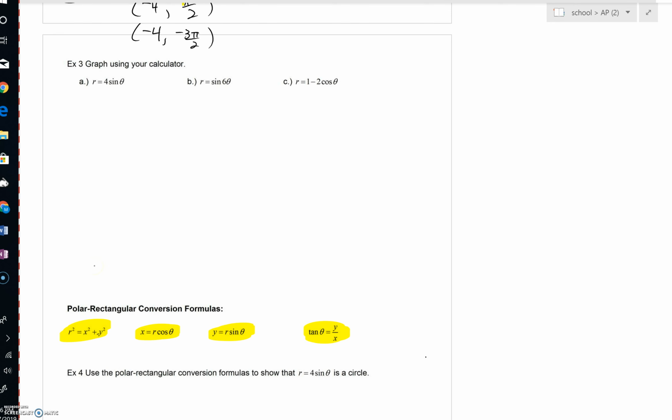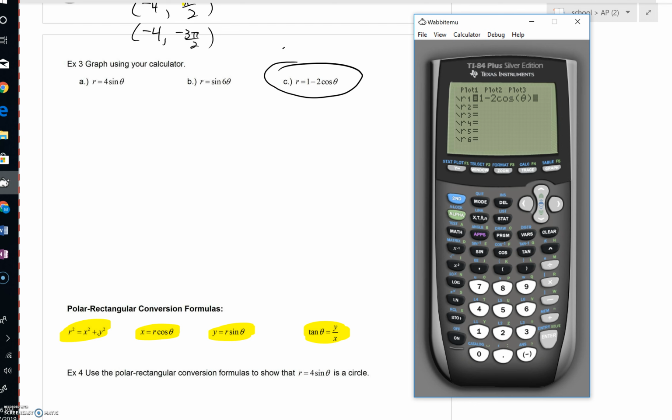Picking back up on our polar equation curves, let's graph 3C right here. Again, just graphing it on the actual calculator. We have 1 minus 2 cosine of theta. And again, the smallest cosine can ever get would be -1. -1 times a -2 would be a +2. 2 plus 1 would become a 3. So that would be the biggest radius we could ever get.